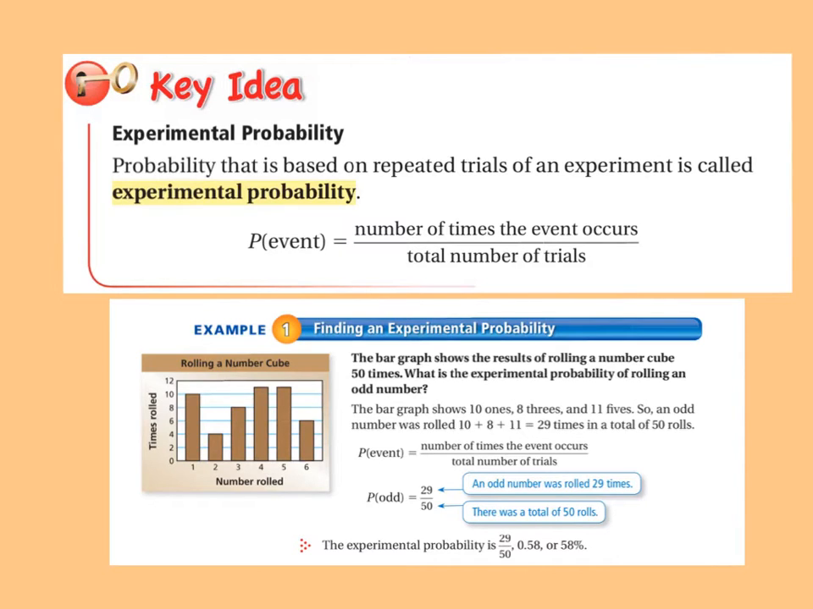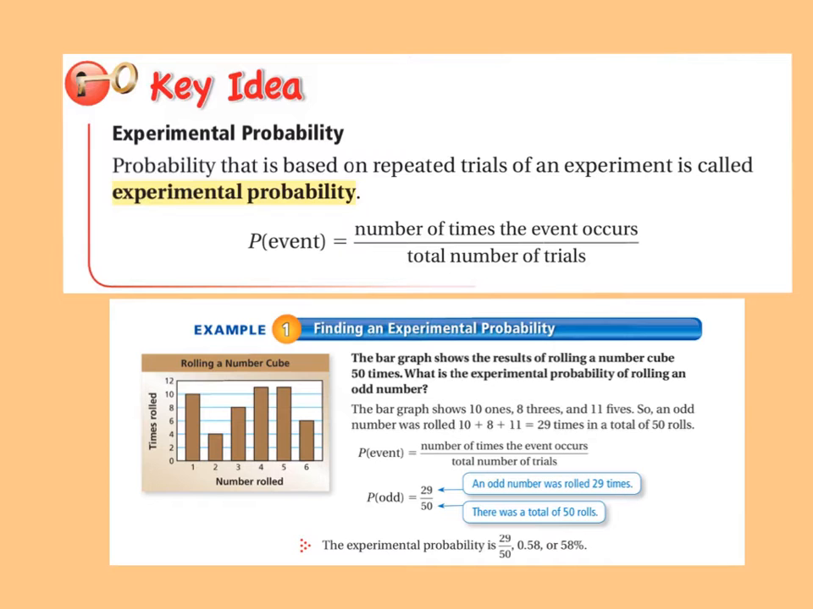So down here, here's an example. The bar graph shows the results of rolling a number cube 50 times. What is the experimental probability of rolling an odd number? When we look at this, it shows that 10 times 1 was rolled, 8 times 3 was rolled, and there were 11 times that 5 was rolled. So an odd number was rolled 29 times in a total of 50 rolls. So the experimental probability of rolling an odd number is 29 out of 50, or 58 hundredths, or 58%. That's actually what happened.